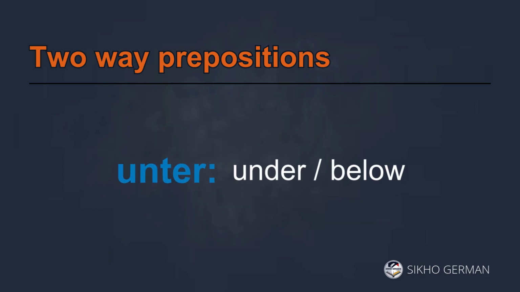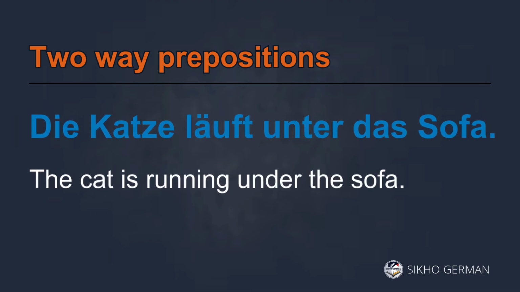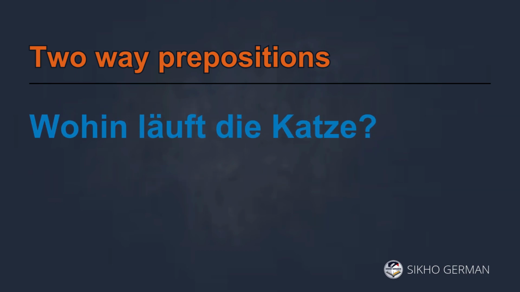Next is unter, under or below. Die Katze läuft unter das Sofa. The cat is running under the sofa. This uses accusative because there's movement. The cat is moving to a position under the sofa. Wohin läuft die Katze? Where is the cat running to? Answer, unter das Sofa. The neuter das stays das in accusative.